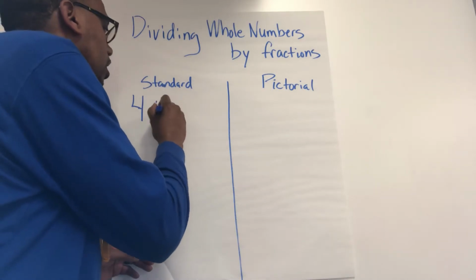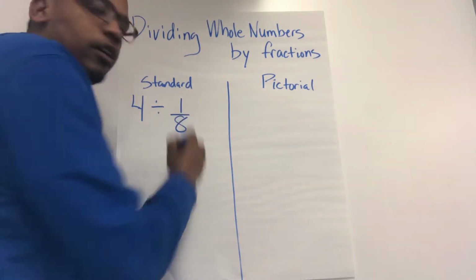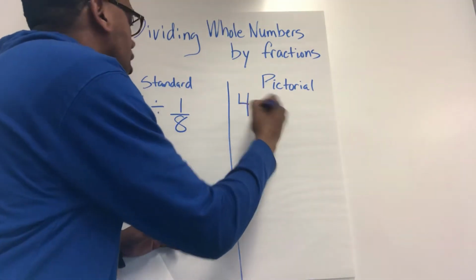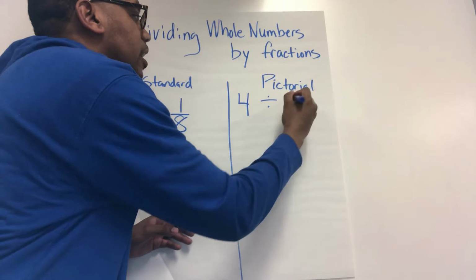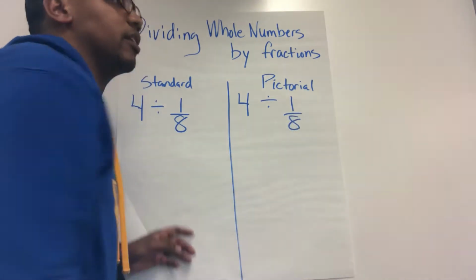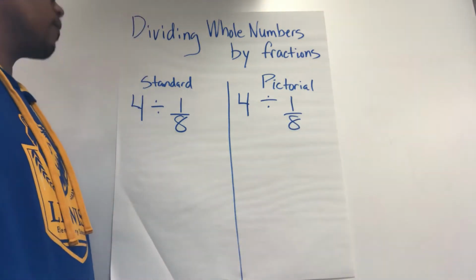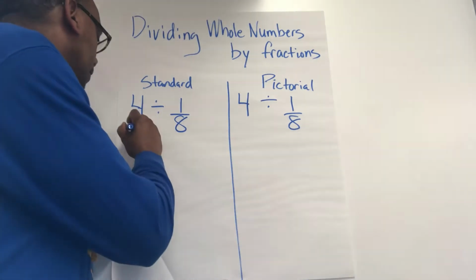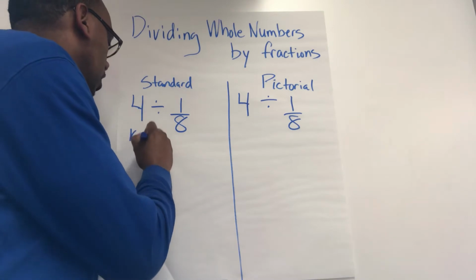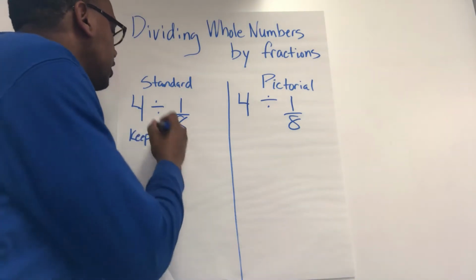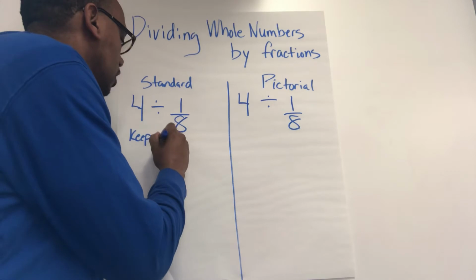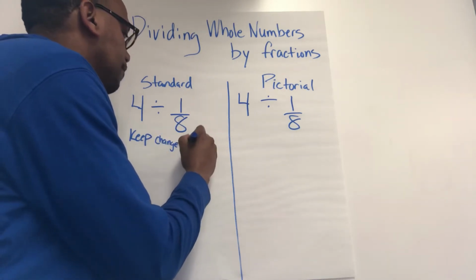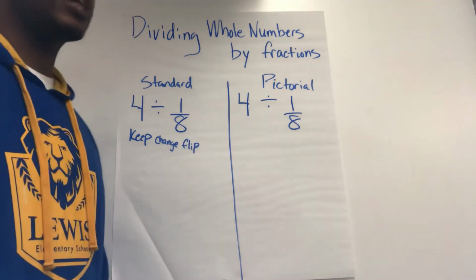divided by 1/8. This will be my problem, and I'll write it on both sides: 4 divided by 1/8. Now I'm going to do the standard form first. Again, my standard form: keep the total the same, change division into multiplication, and flip the divisor upside down.